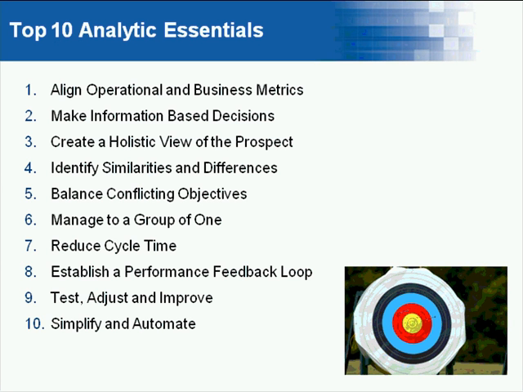So aligning operational and business metrics, making information-based decisions, creating a holistic view of the prospect, identifying similarities and differences, balancing conflicting objectives, managing to a group of one, reducing cycle time, establishing a performance feedback loop, continuing to test and improve, and then simplifying and automating. So those are the 10 essentials we'll cover, and what I'll do now is talk to each one more specifically.